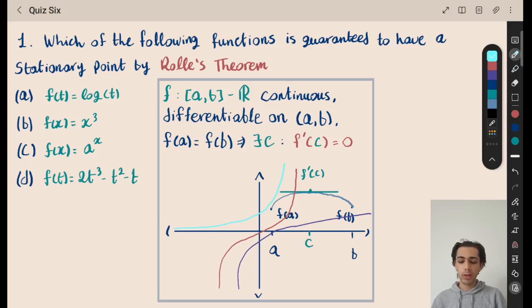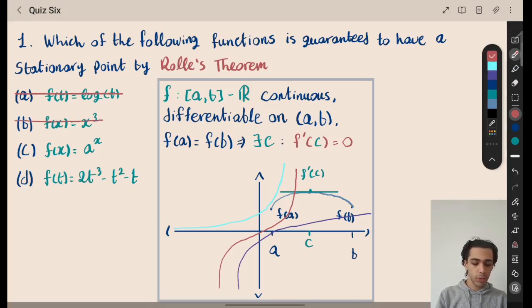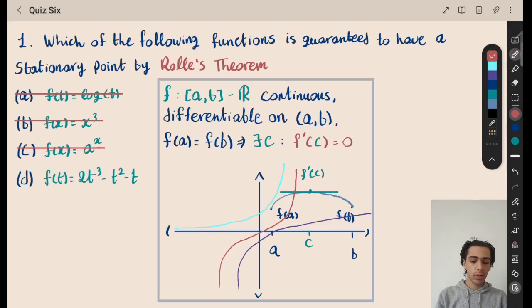So there is no point at which you start at, let's say, f(a), and then you circle back to the same height. And so from here we know that the answer is not going to be log of x or x cubed or a to the x, simply because there are no 2 points a and b such that f(a) is equal to f(b). These are one-to-one functions. For every one input, there's only one output, and vice versa. For every output, there is only one input.